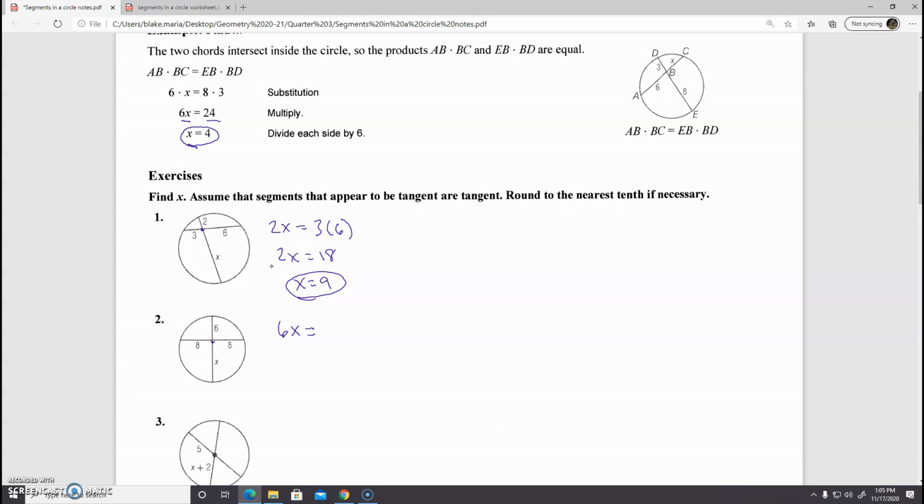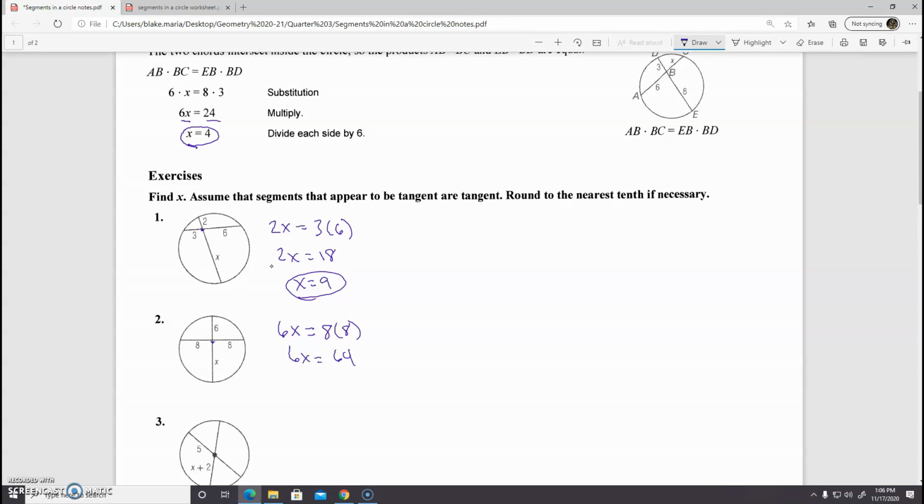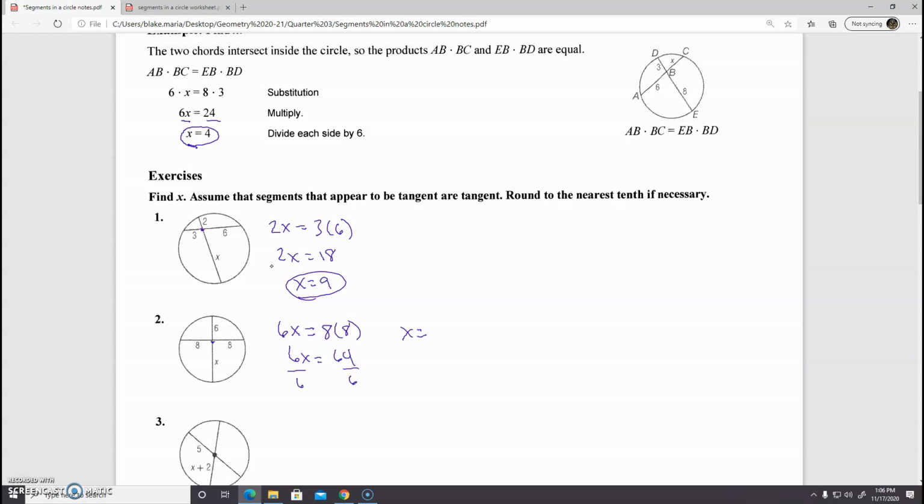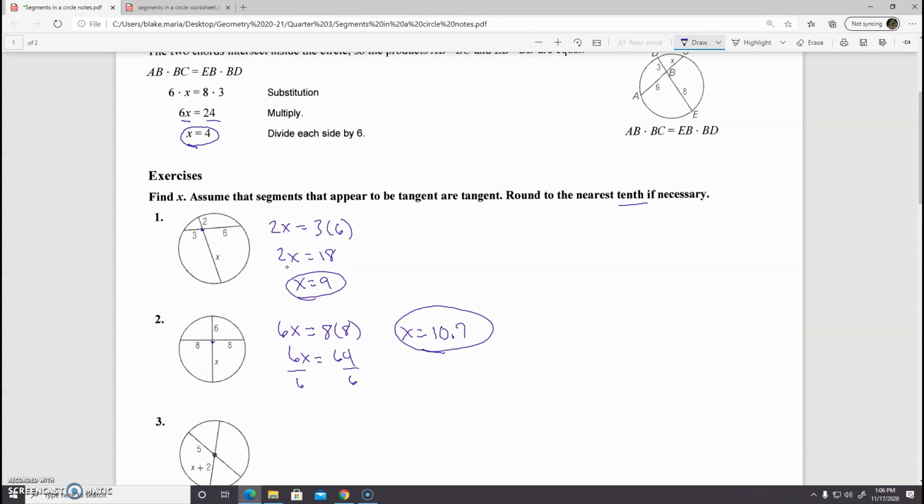Chunk times chunk should equal chunk times chunk. So we've got 6x equals 64, and we're going to divide both sides by 6. Now the directions here do say round to the nearest tenth if necessary, because I know 64 divided by 6 is not pretty. So you get 10.6666, which we're going to round to nearest tenth, 10.7.